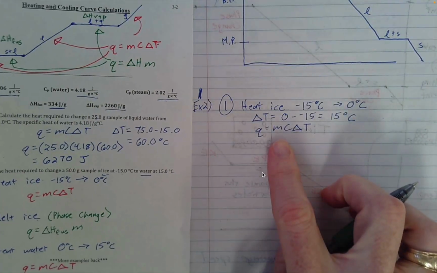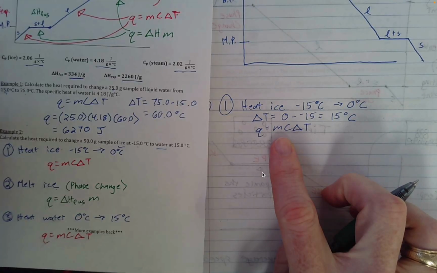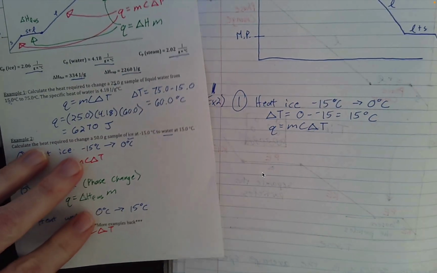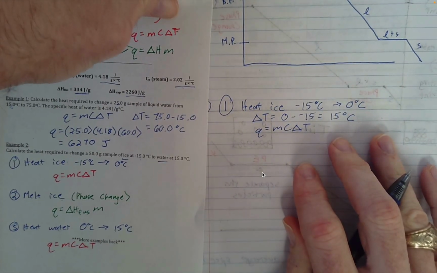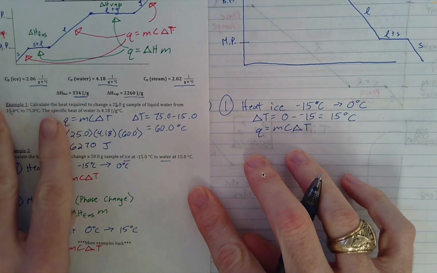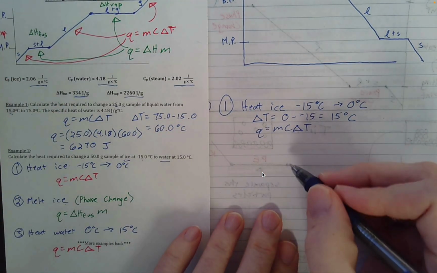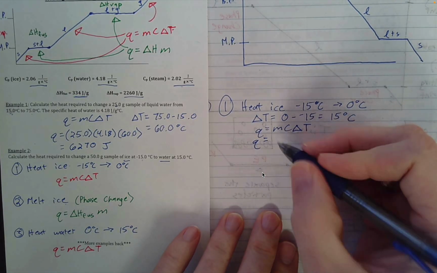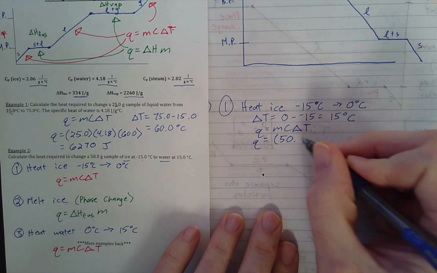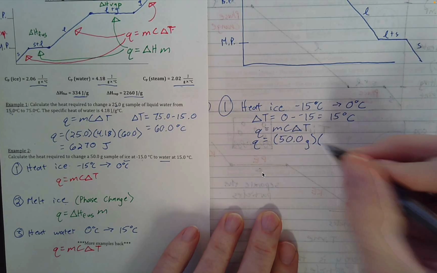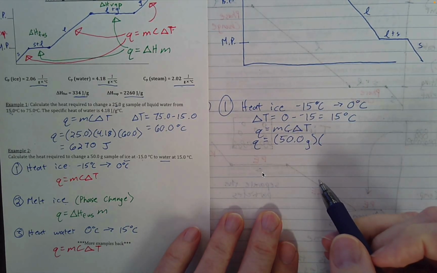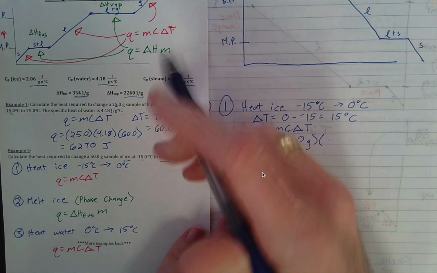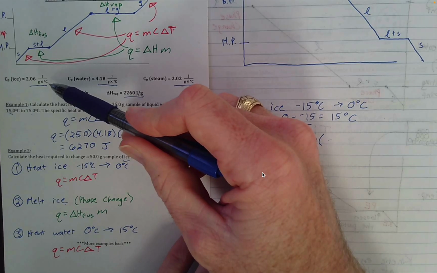All right, so going back to where we were, Q equals MCΔT. The mass was a 5-gram sample, and we need the specific heat, but it's the specific heat of ice, okay? So this is ice, so we're going to look at the specific heat of ice, which is right there. It's 2.06.